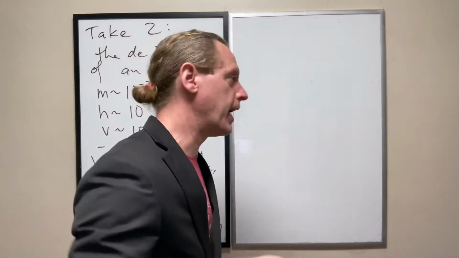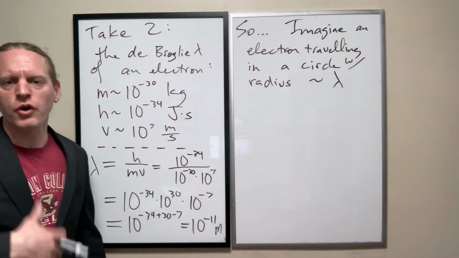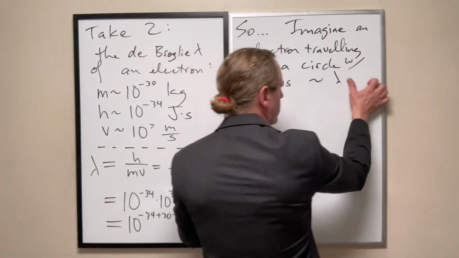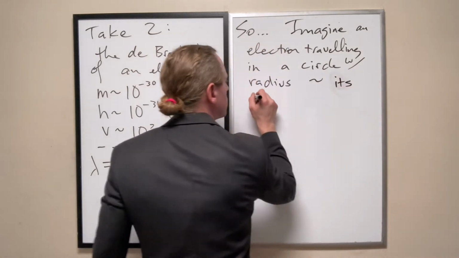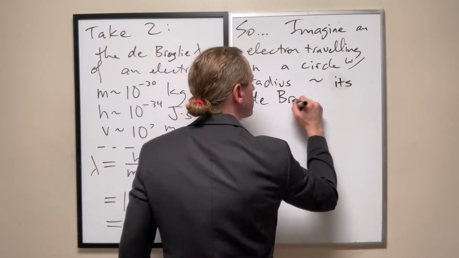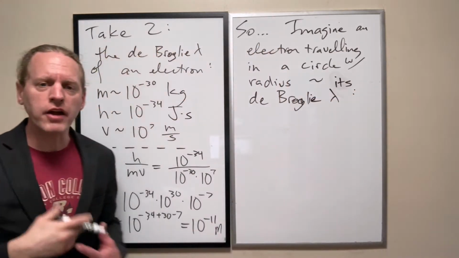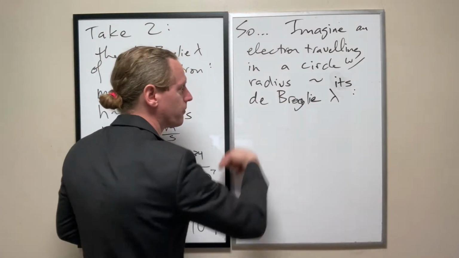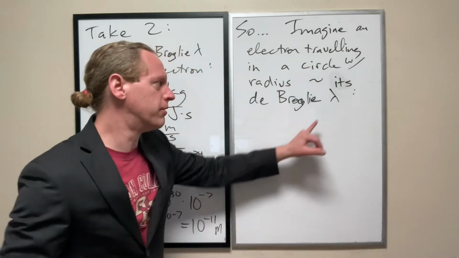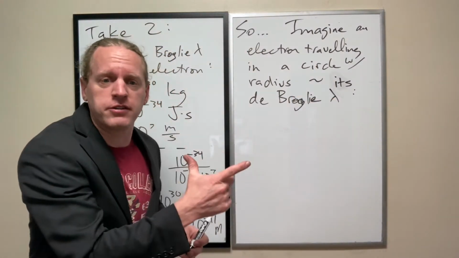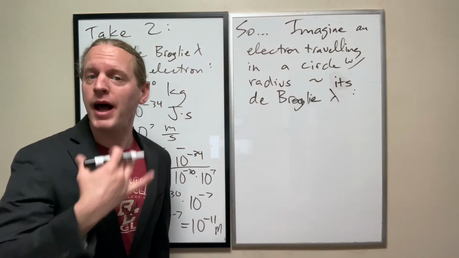Now let's go back and apply this to the Bohr model. So what I mean by this, and actually let me be a little more clear. So if we imagine an electron traveling around in a circle, with the radius of that circle somewhere on the order of the de Broglie wavelength. I don't mean it's precisely the same. I just mean that they're the same scales. So there's a couple options.